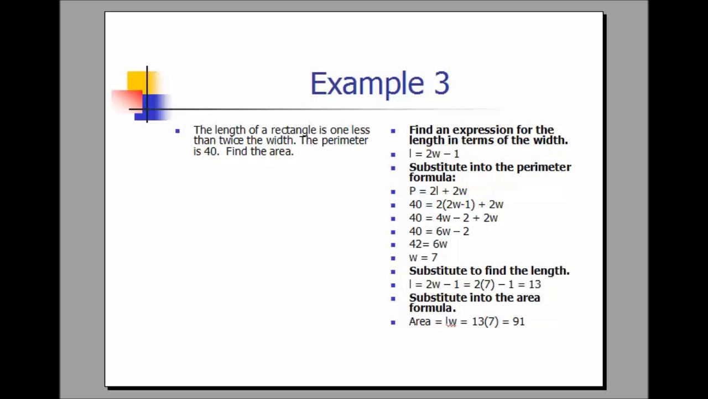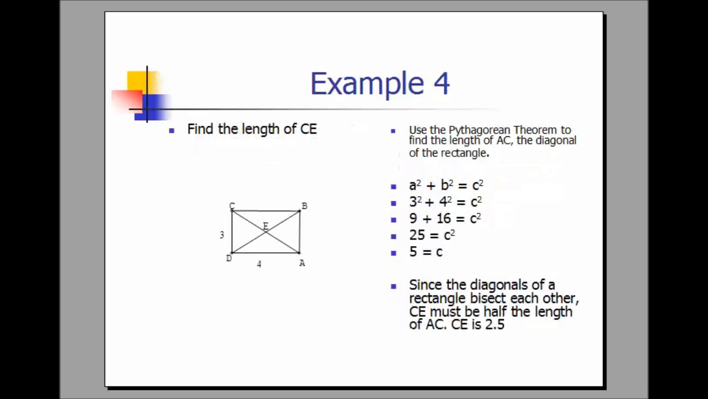We now substitute to find the numerical measure of the length. Recall that the length is 2W minus 1 and that W equals 7. Hence the length is 2 times 7 minus 1, which is 14 minus 1, which is 13. Now we substitute into the area formula length times width. The length is 13, the width is 7, that product is 91, the area is 91 square units.